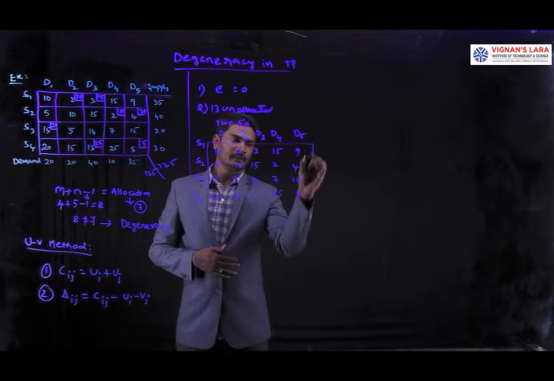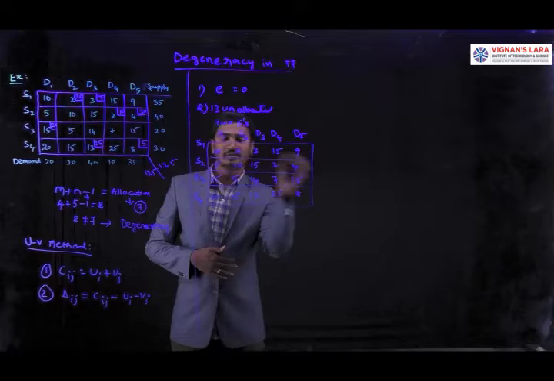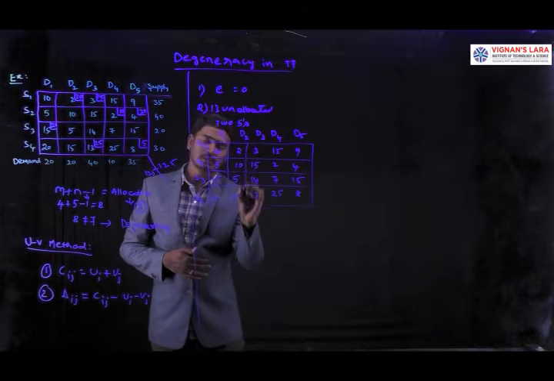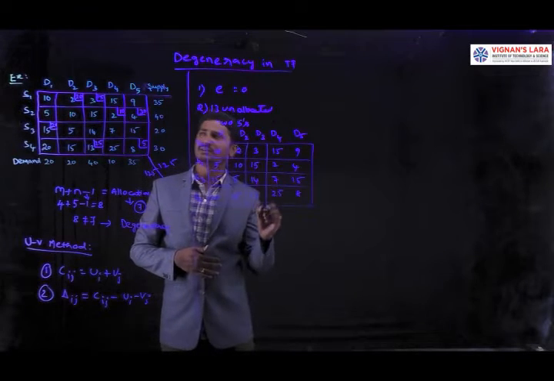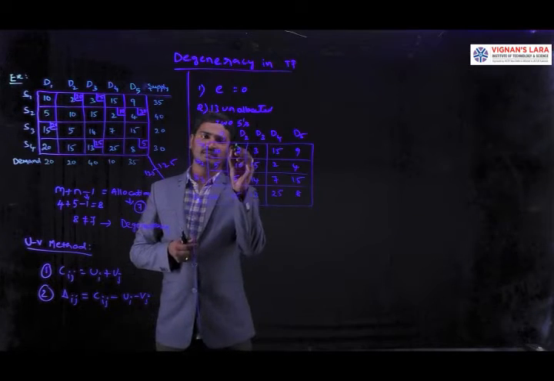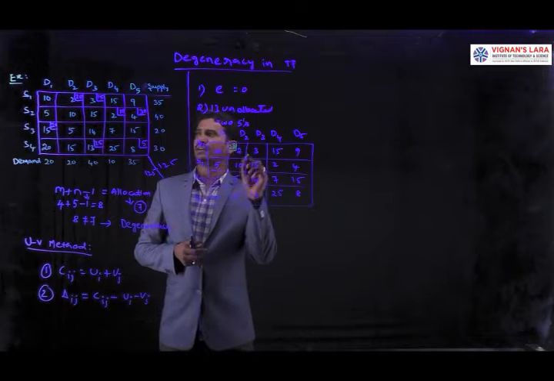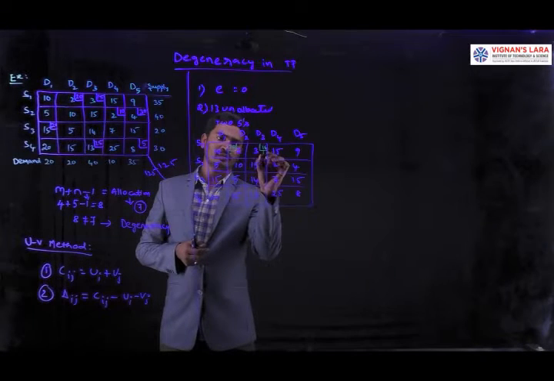Okay, here originally we have 7 allocations. The first allocation is S1 D2, then the second allocation is S2 D3. The first allocation S1 D2 is 20, then for the second allocation we have 15.